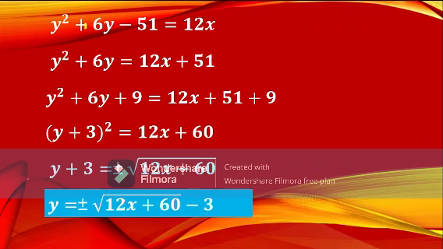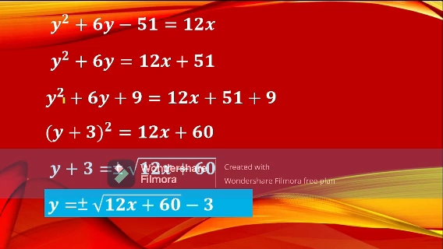Okay, so we have y squared plus 6y minus 51 is equal to 12x. y squared plus 6y is equal to 12x plus 51. Then we're going to complete the square now. Completing the square, y squared plus 6y plus 9. That is 6 divided by 2 is 3, then 3 squared is 9. Then whatever we added on the left side of the equation will also be the same number we are going to add on the right side. So we added 9, we also add 9 here.